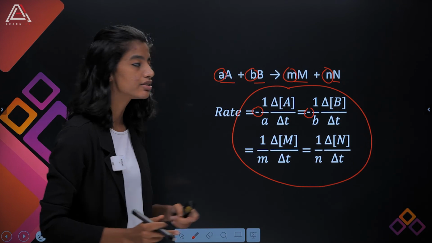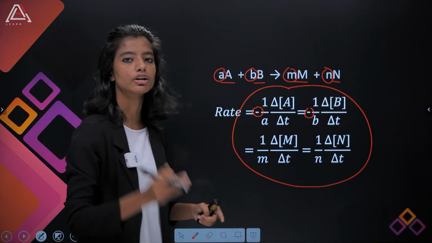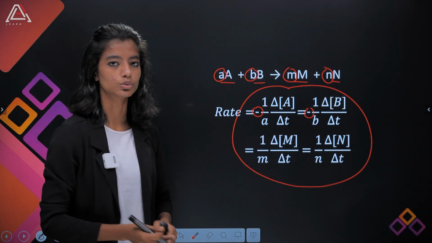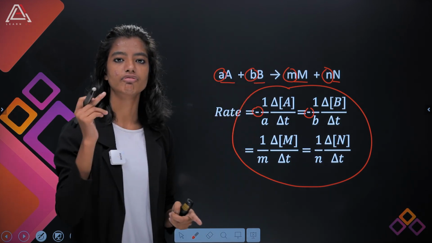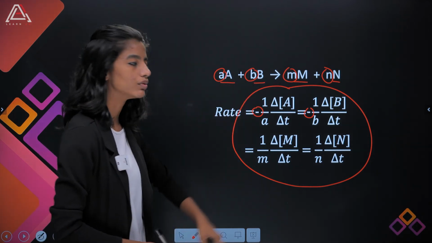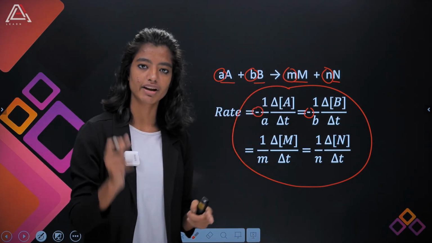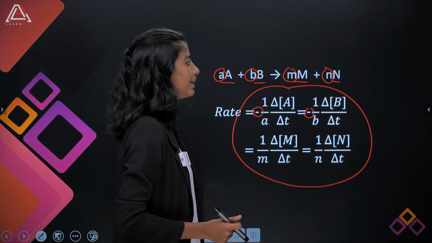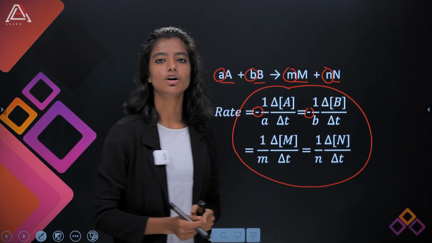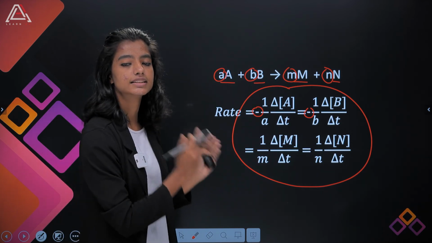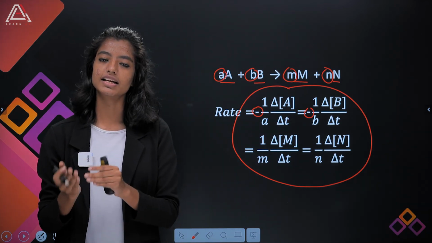Here the rate of decrease in the concentration of A will be equal to the decrease in the concentration of B, and that will be equal to the increase in the concentration of M, and also that will be equal to the increase in the concentration of N. So this is the general rate of a chemical reaction.